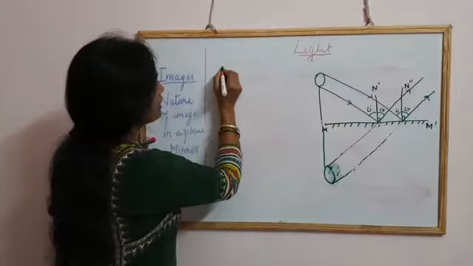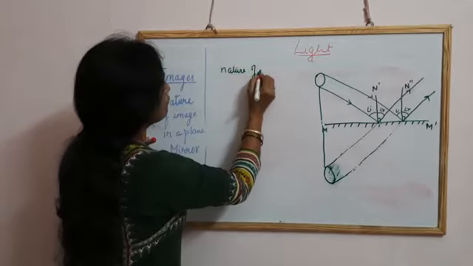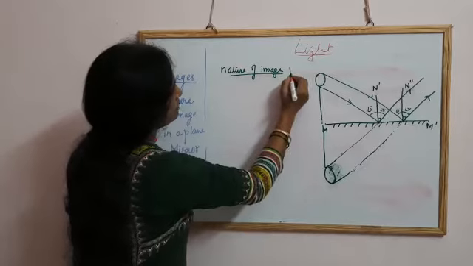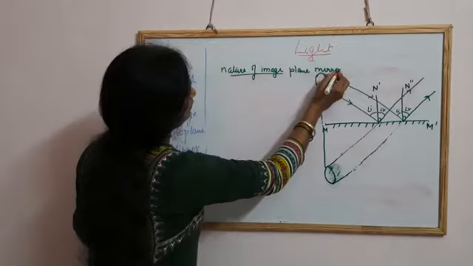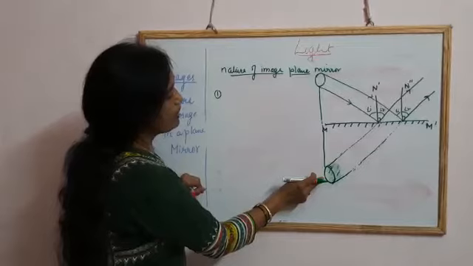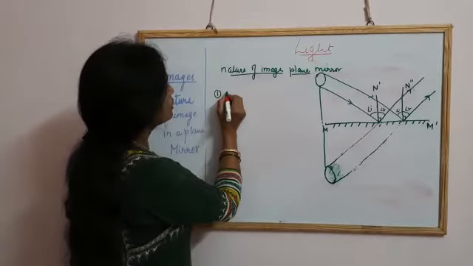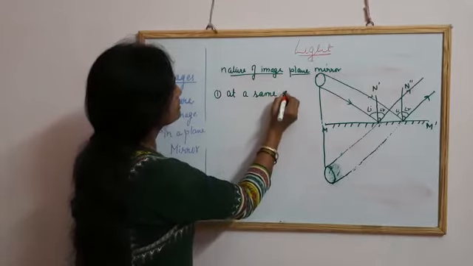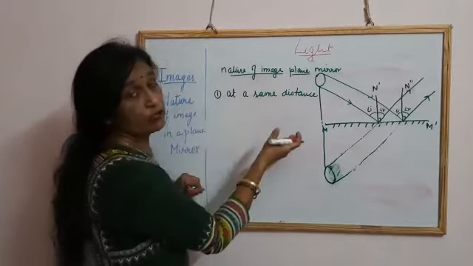अब हम यहाँ पे लिखेंगे what is the nature of image formed in a plane mirror. Nature of image that we get in a plane mirror. Okay. What is the nature? So first thing, the image is formed at the same distance as the object is in front of it. So it is formed at a same distance, at a same distance as the object is in front of it.